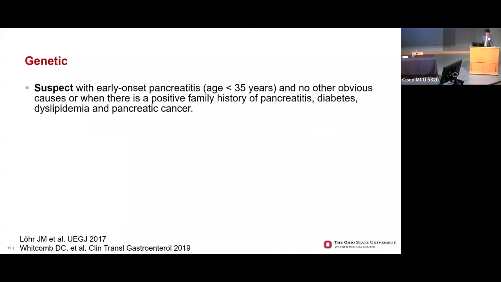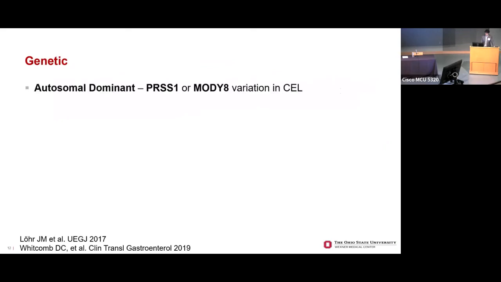And then as a pancreatologist, the most common question that you're going to get from a referring provider is, when should I order genetic testing? And to really simplify this, I want to basically say that genetic causes should be suspected in patients with early onset pancreatitis, so those having it before the age of 35, with no other obvious causes, or when there is a positive family history of pancreatitis, diabetes, dyslipidemia, and pancreatic cancer. And to simplify this even more, in terms of the common autosomal dominant mutations, the most common one is PRSS1, which is the trypsinogen gain of function mutation, and then the MODY8 variation in the carboxyl ester lipase gene.